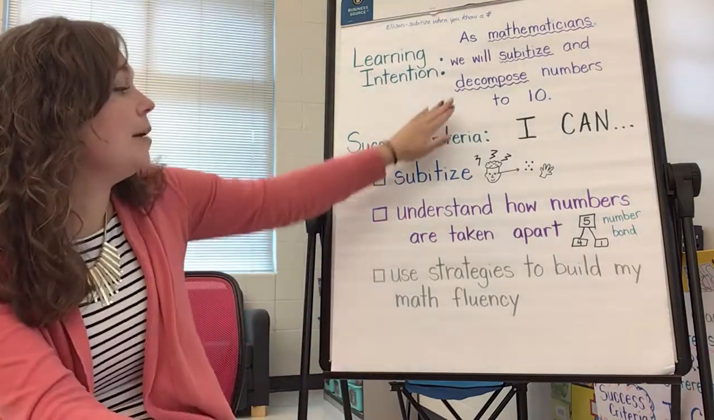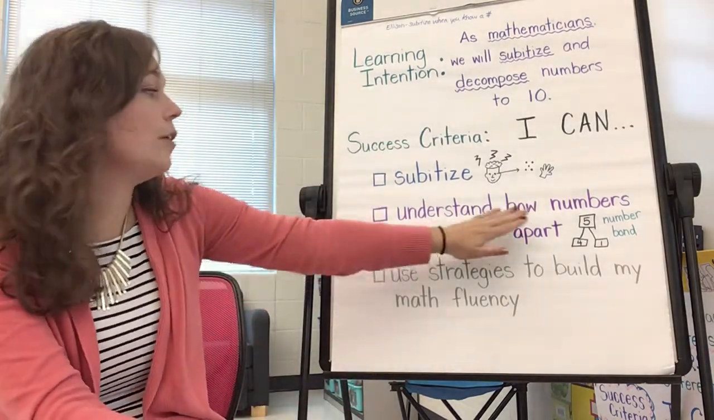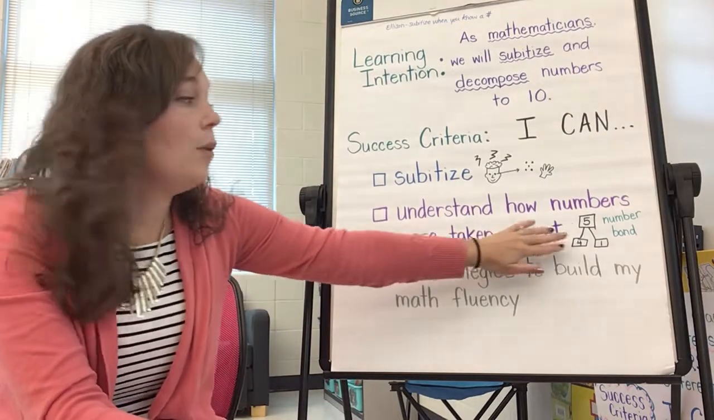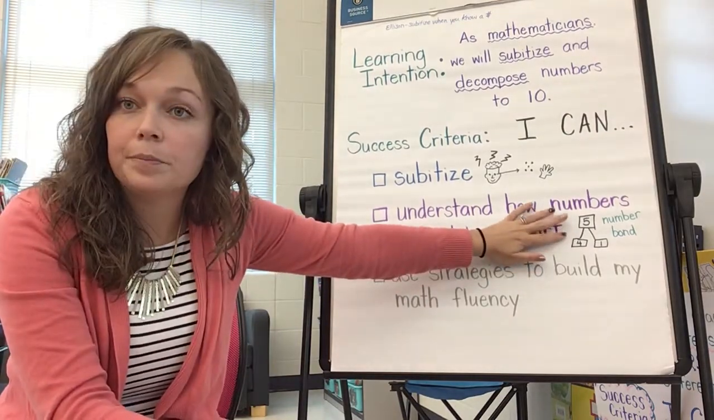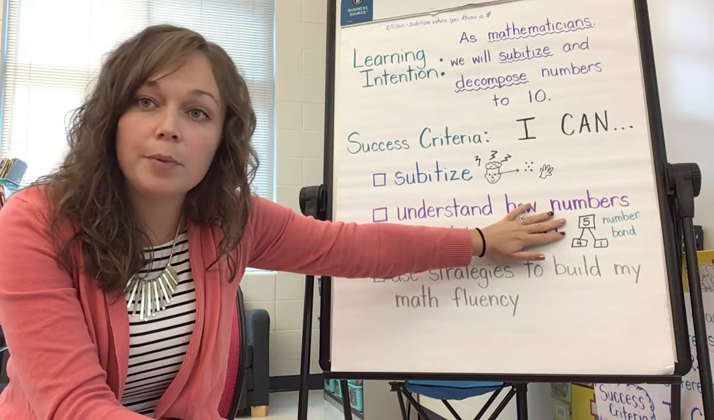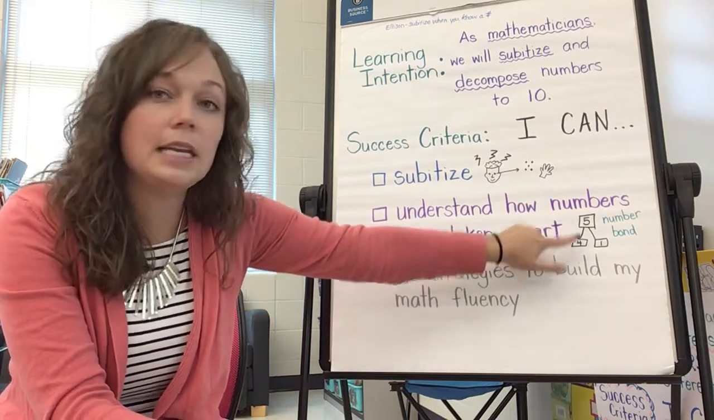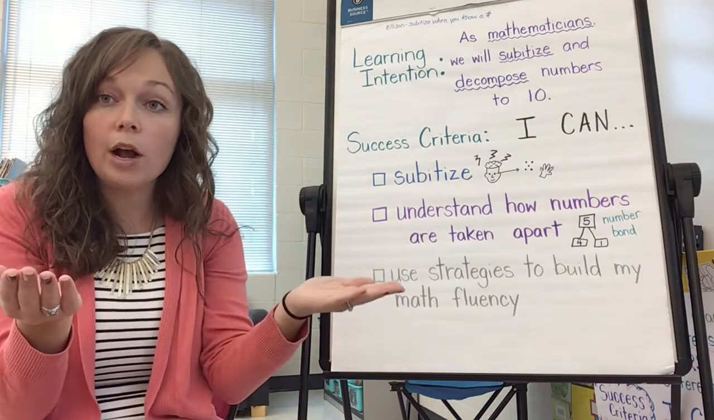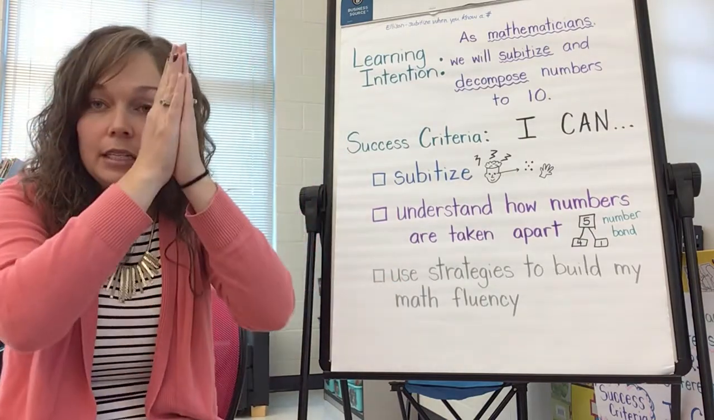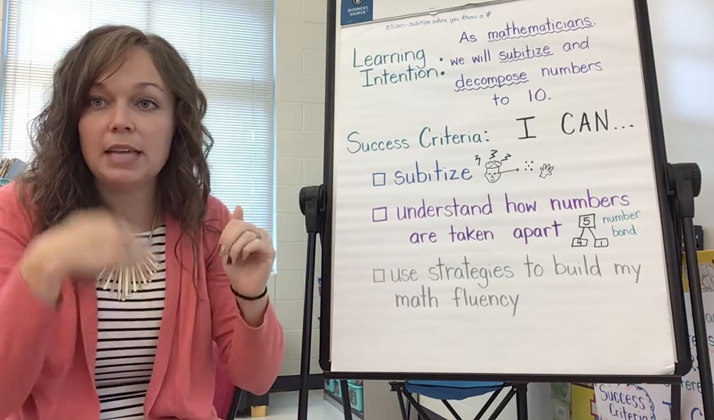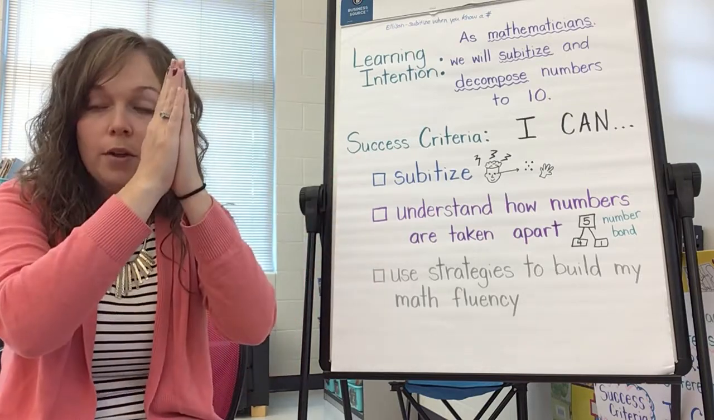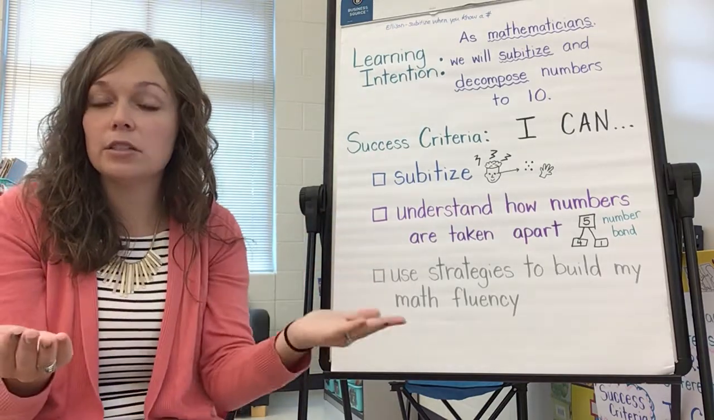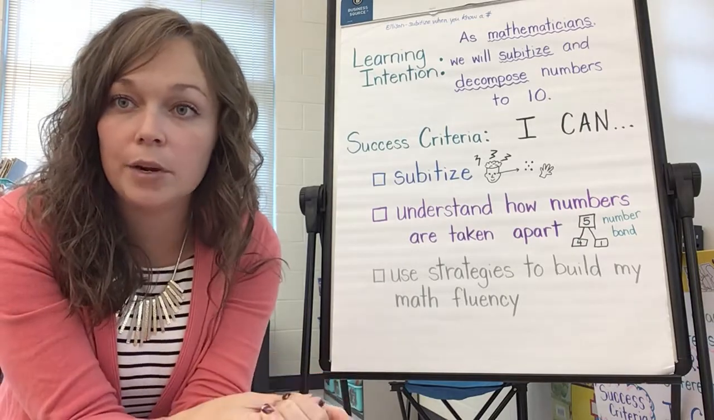And then when we decompose numbers, we understand how numbers are taken apart. And the way that we've been using decomposing numbers is with our number bonds. So this really helps us see what our whole is and how we can break it into parts, or we can put those parts back together to get to that whole or that total. So we've been saying part, part, total. So when you break your total into parts, that's when you are decomposing numbers, okay?